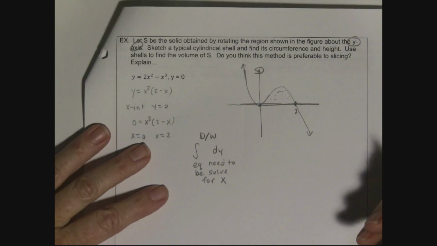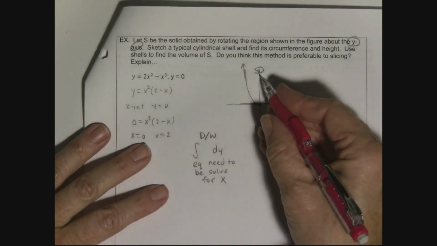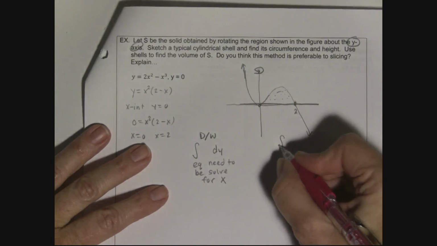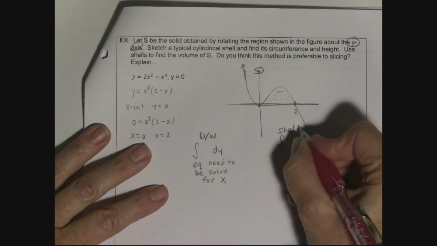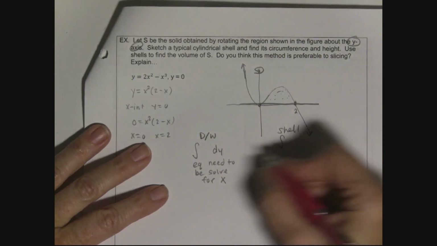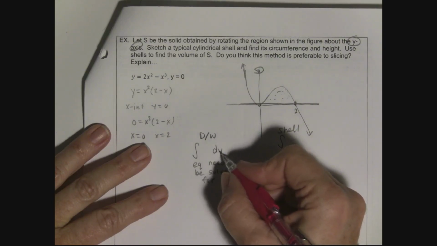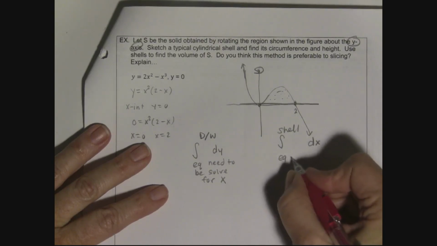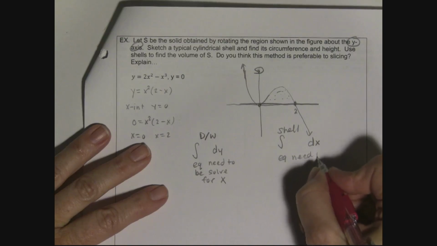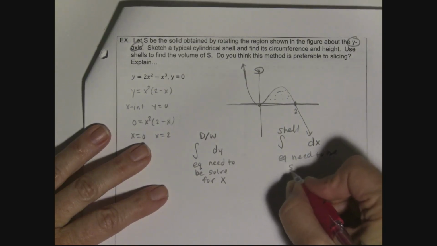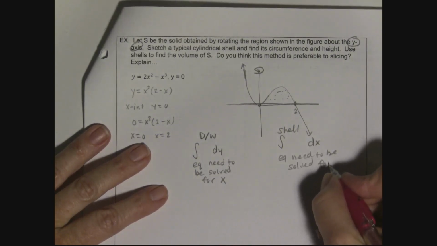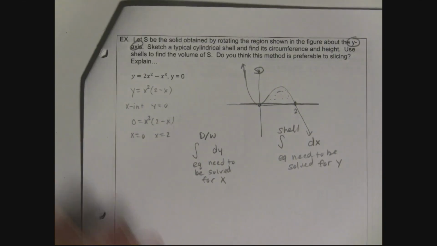The other variable, right? Because it was going around the y-axis, the disc washer is dy. But the shell, on the other hand, so this is a shell, is the other variable. So this was dy, so the shell would be dx, which would mean that your equations need to be solved for y, the other variable.